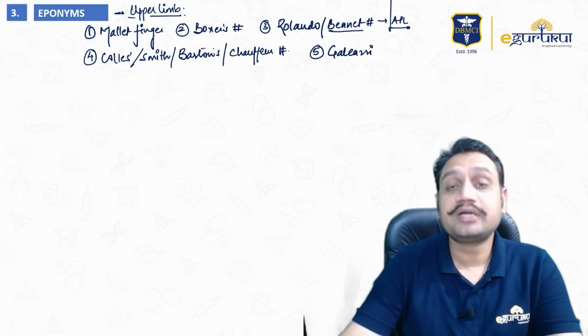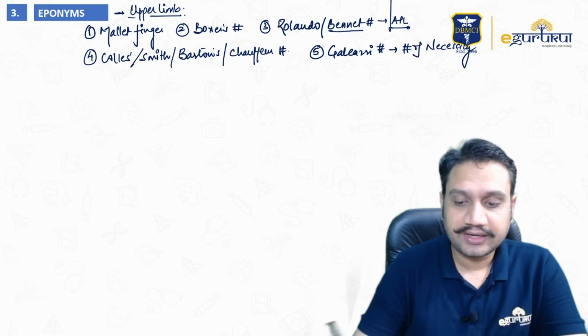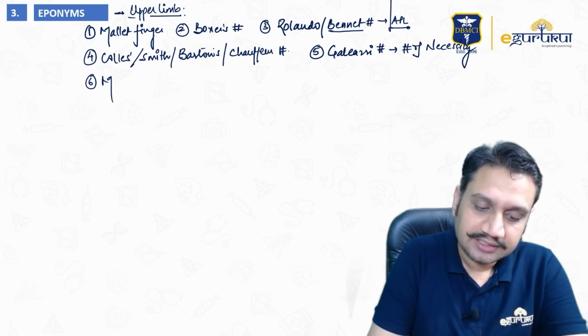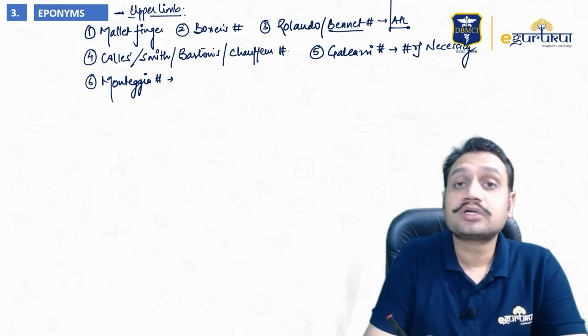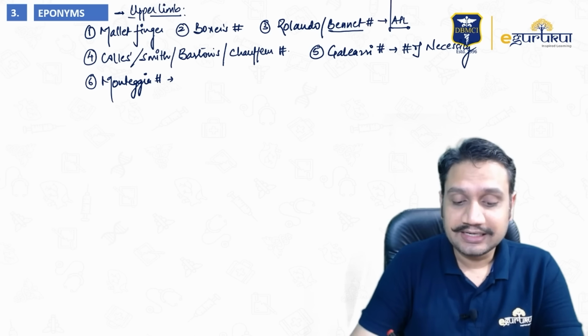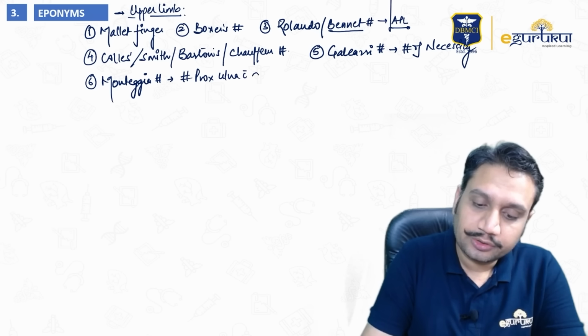That's what you call Galeazzi fracture. And what's the other name for Galeazzi fracture? The fracture of necessity. Number six is Monteggia fracture. What is that Monteggia fracture? The fracture of the proximal third of the ulna with dislocation of the proximal radioulnar joint, right? So fracture of proximal ulna with dislocation of proximal radioulnar joint.